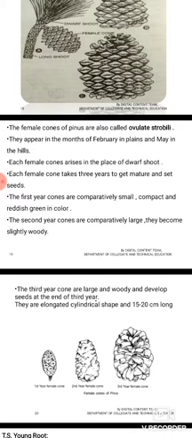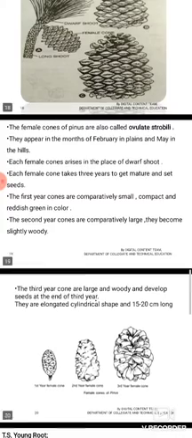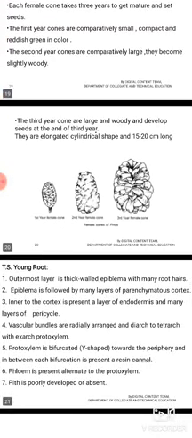The first year cones are comparatively small, compact, reddish green in color, whereas the second year cones are comparatively larger and they become slightly woody. The third year cones are large and woody and develop seeds at the end of the third year. They are elongated, cylindrical in shape and 15 to 20 centimeters long.